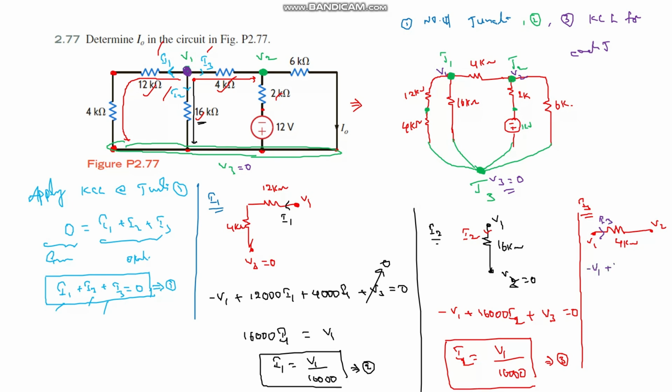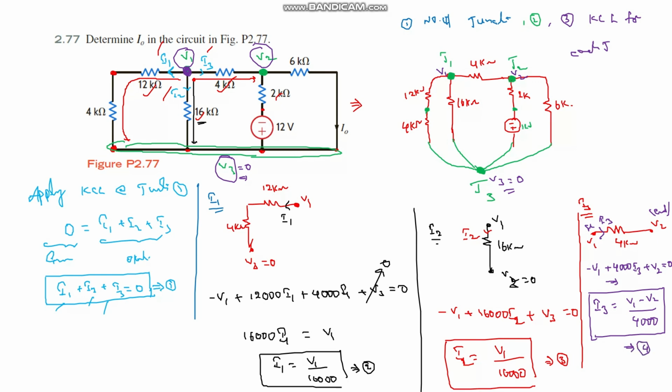Minus V1 plus 4,000 I3 plus the ending point. This is the starting point and the ending point. The ending point is V2, which would be equal to 0 according to KVL. But here V2 is not a reference. In this circuit, there are two junctions, V1 and V2, and the reference junction is V3. So this equation can be modified as I3 is equal to V1 minus V2 divided by 4000. This is the fourth equation.